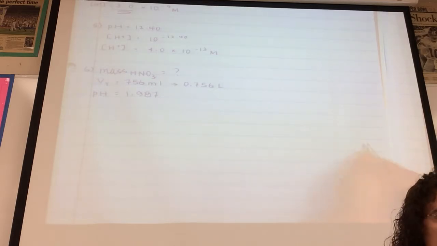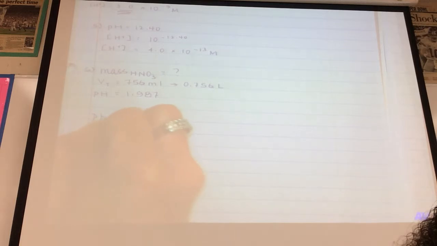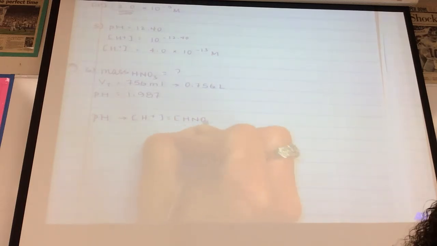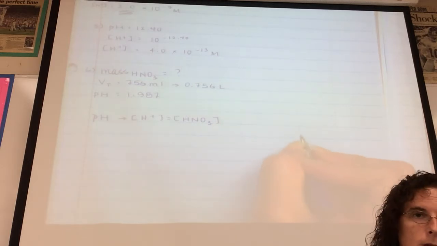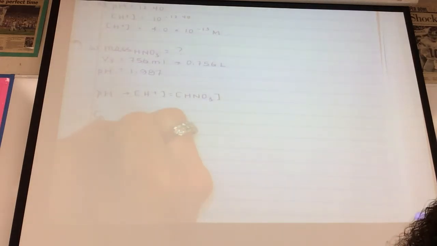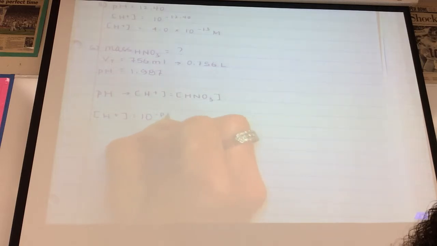How are we going to do this? First, I'm going to find the concentration of nitric acid. All right, so from pH, we can get the concentration of proton, which is equal to the concentration of nitric acid. So let's start there. How do we get concentration of proton? 10 to the negative 1.97. You got it.